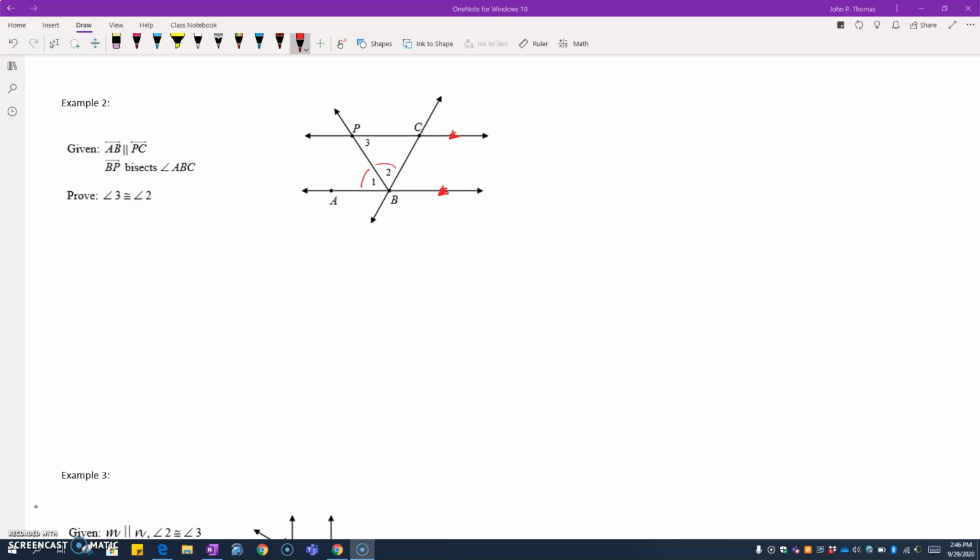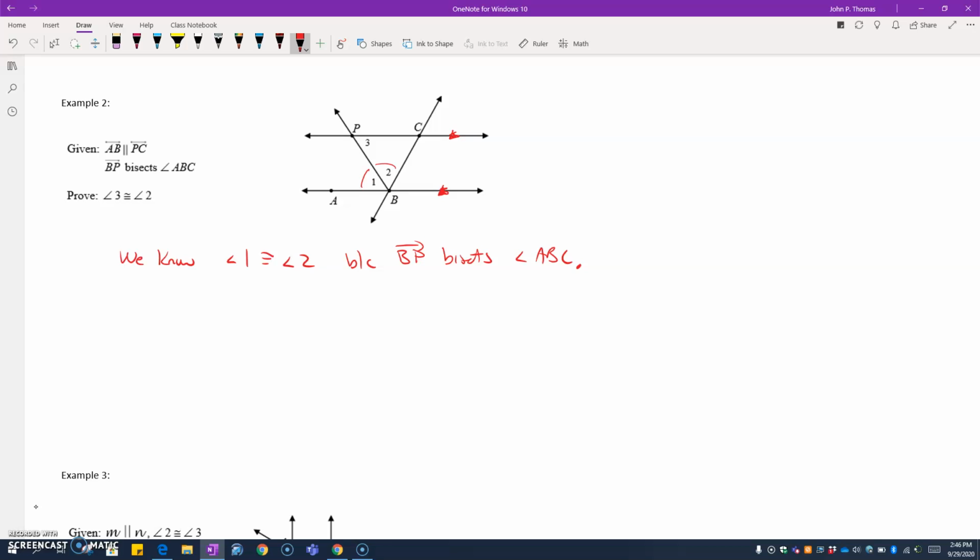Okay, so I went ahead and marked a couple things on the graph for us. So we have the two lines are parallel, all right, and then we have that BP bisects angle ABC. So that gives us that we know angle 1 is congruent to angle 2, right? Because BP bisects angle ABC.